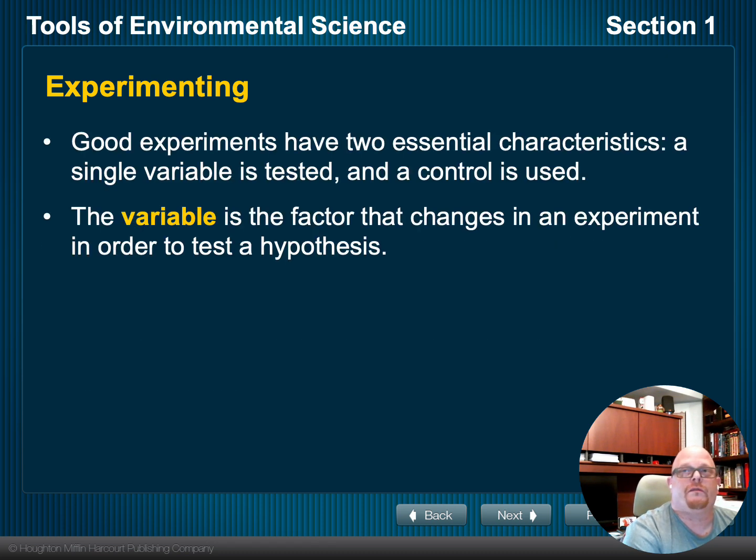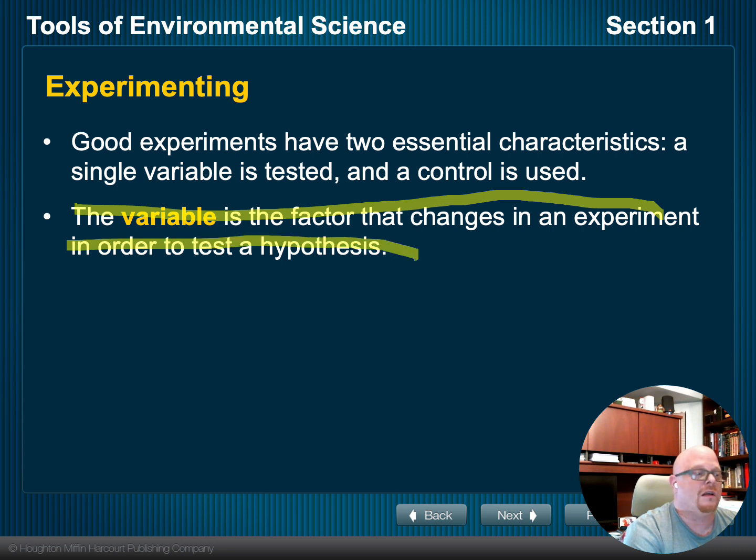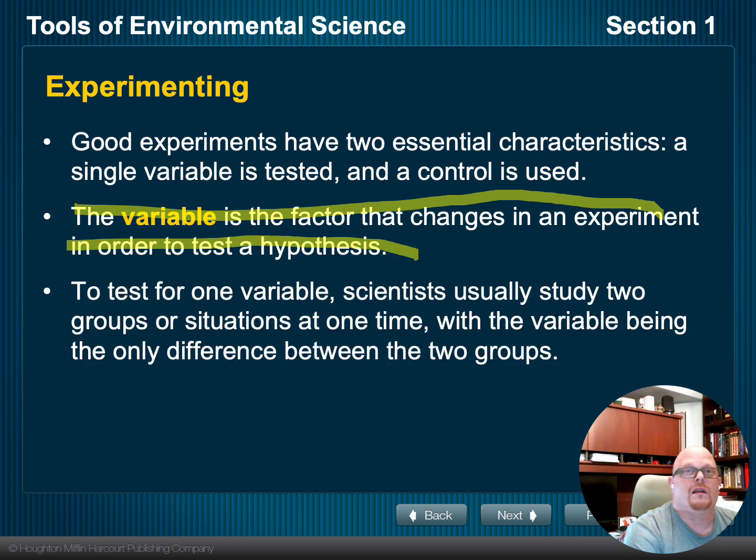So good experiments are going to have two characteristics. A single variable is tested and a control is used. The variable is the factor that changes in an experiment in order to test a hypothesis. And to test one variable, scientists usually study two groups or situations at one time, with the variable being the only difference between the groups.